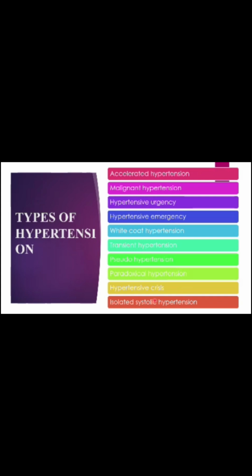Then isolated systolic hypertension. In isolated systolic hypertension, the systolic blood pressure is 130 mm of Hg or more, but the diastolic is less than 80 mm of Hg. In old age people, this type of systolic hypertension is common.